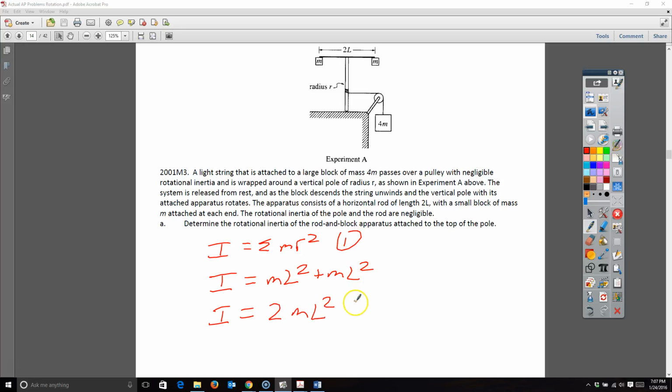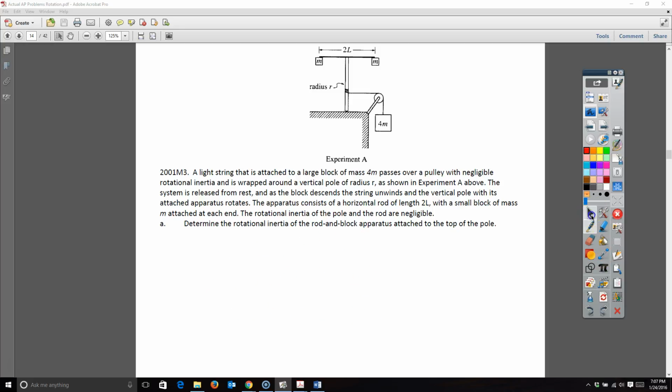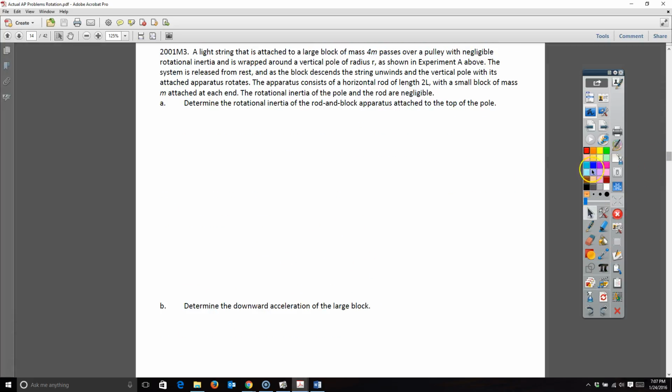We'd end up with 2 points here, 1 for that, and then 1 for showing how you got to the 2ml squared. Didn't give you enough room to do part B, so I'm going to start it up a little bit, kind of where I left off with the other one. They want us to determine the downward acceleration of the large block. So to do that, we know first and foremost the force is equal to the mass times acceleration. That'll give you a point right off the bat.